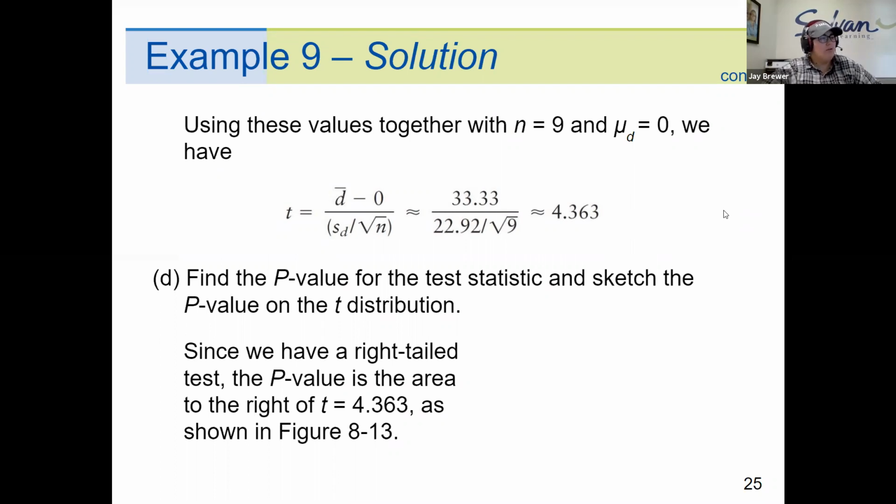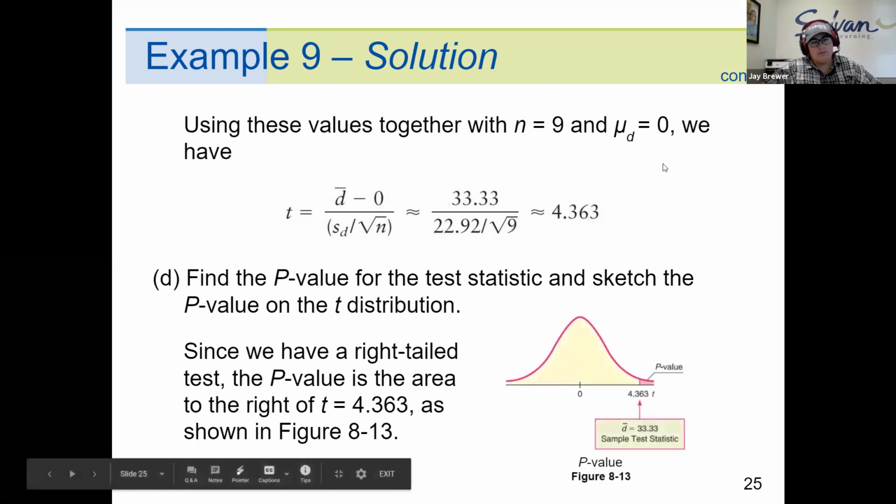Find the p-value for the test statistic and sketch the p-value on the t-distribution. Since we have a right-tailed test, the p-value is the area to the right of t equal to 4.363, as shown in Figure 8.13. And there it is.